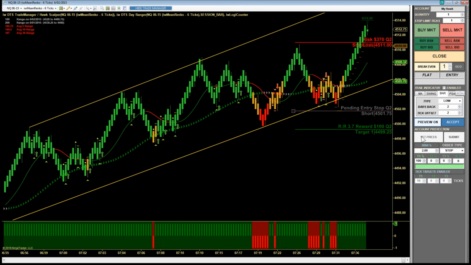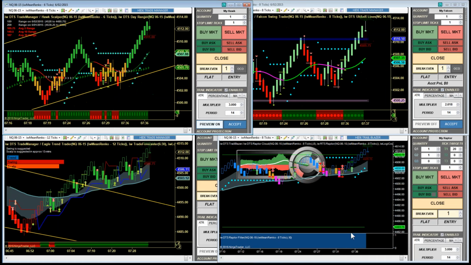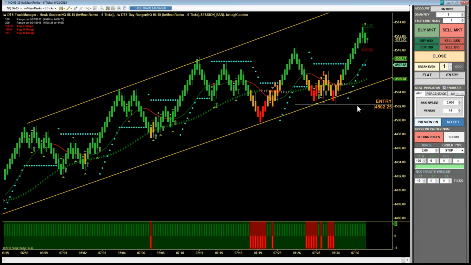Okay, so a big run up there. So the buyer's obviously not done yet. And that was this red bar buy signal, which I may have been just a little bit too tight on my stop on.